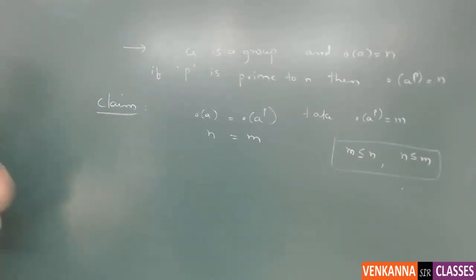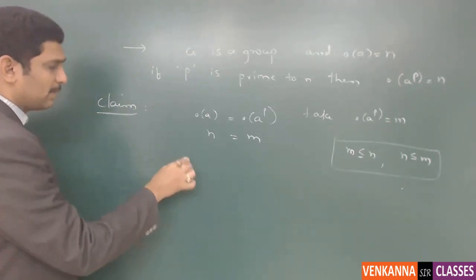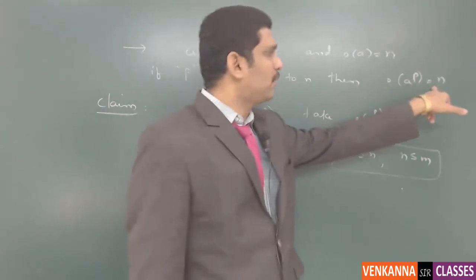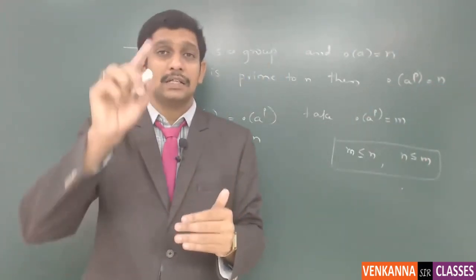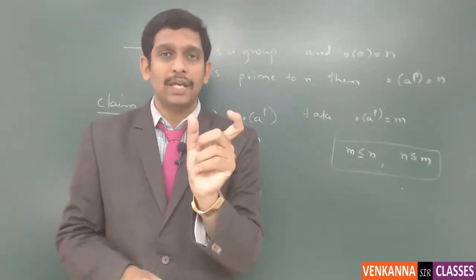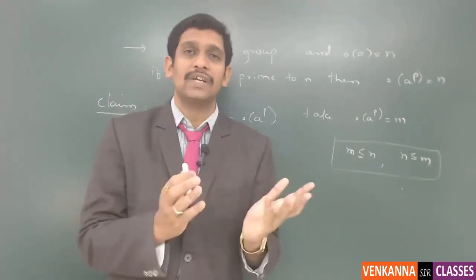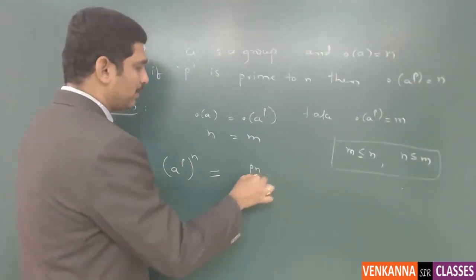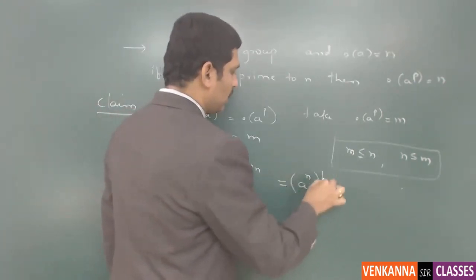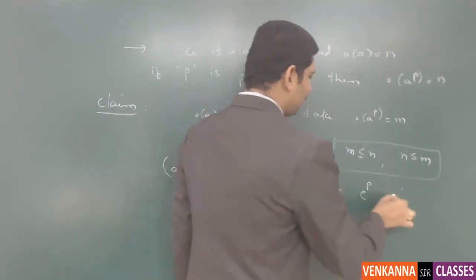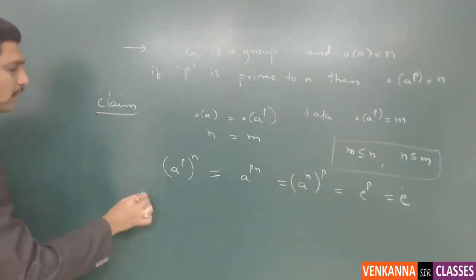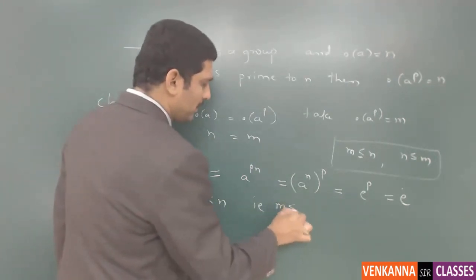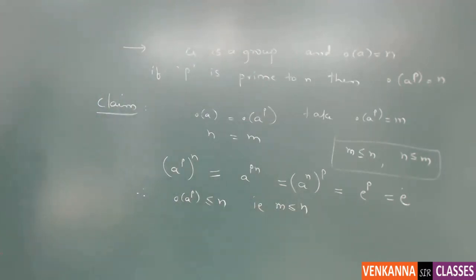So, first of all, I will consider A power P whole power n, because I have to show the order of A power P is equal to n. It means that if I consider the power n for the element A power P, I should get identity in the first place. Otherwise, I cannot decide the order. So this is nothing but A power pn, nothing but A power n whole power p, is equal to identity power p, equal to identity. Therefore, the order of A power p is less than or equal to n, that is m less than or equal to n. Please observe what I have written.